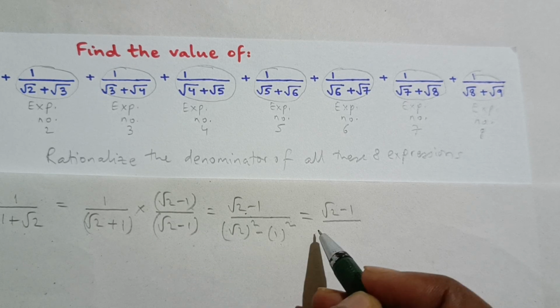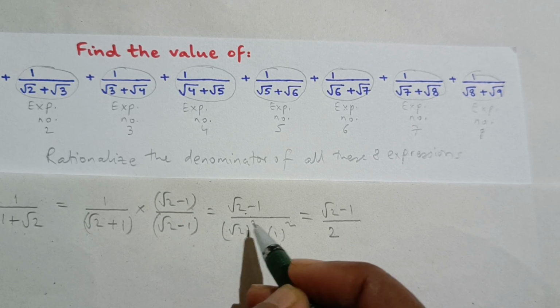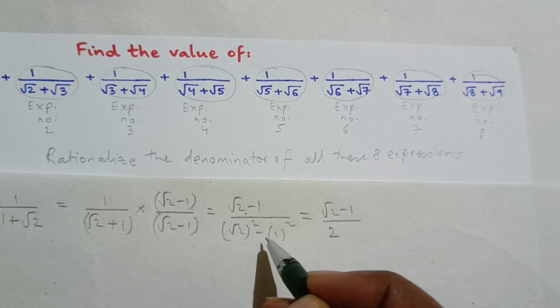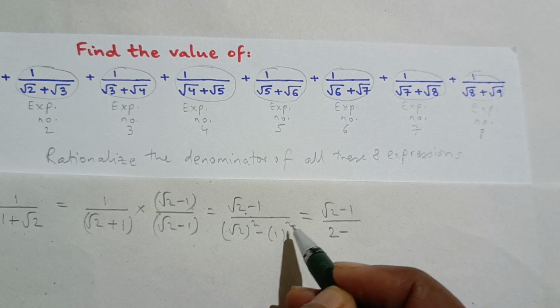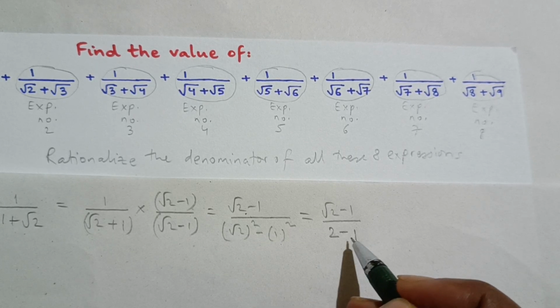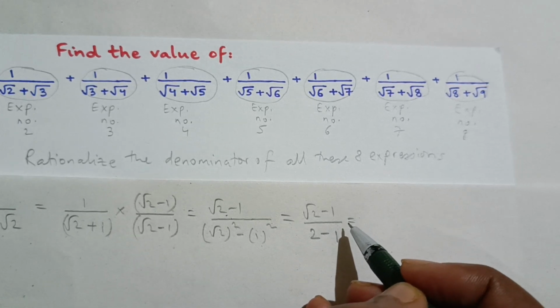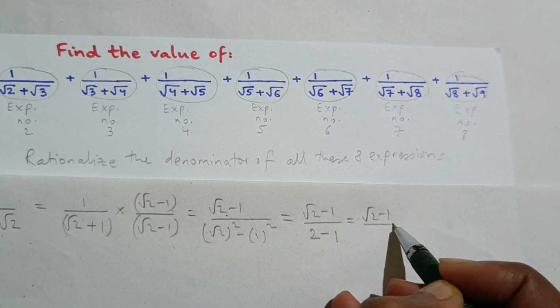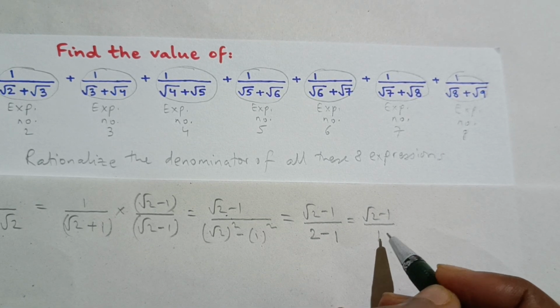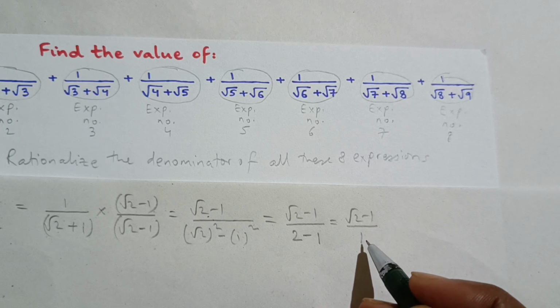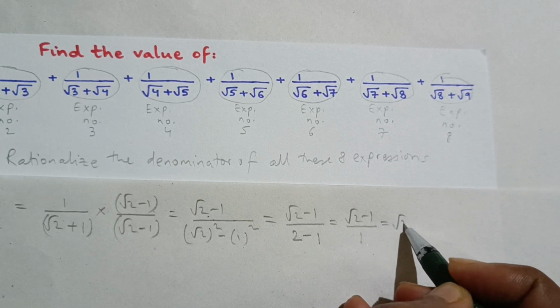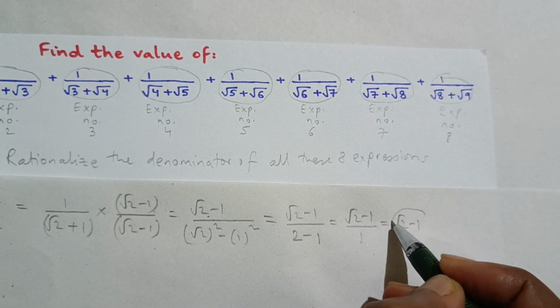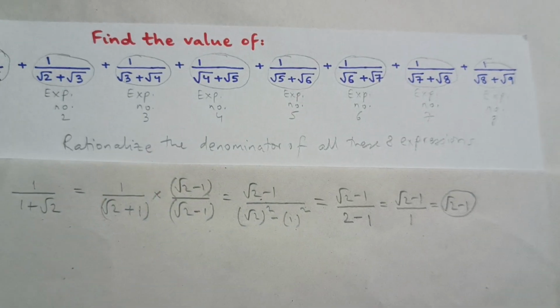Now square root of 2 whole square is 2, and 1 whole square is 1. So it is 2 minus 1. So square root of 2 minus 1 upon 2 minus 1, which is 1. And square root of 2 minus 1 upon 1 is simply square root of 2 minus 1.